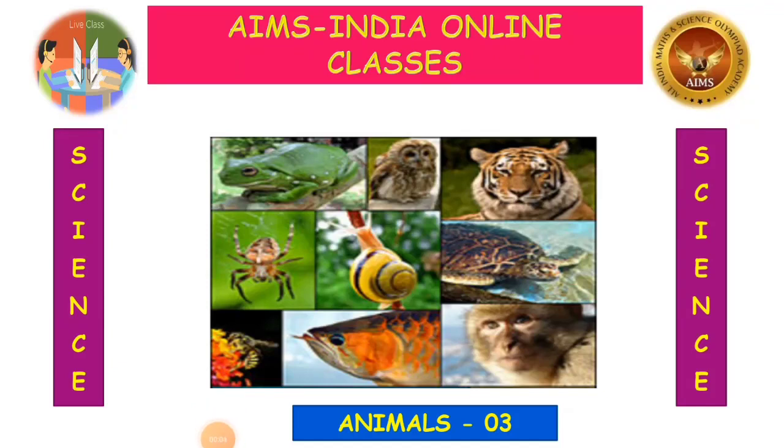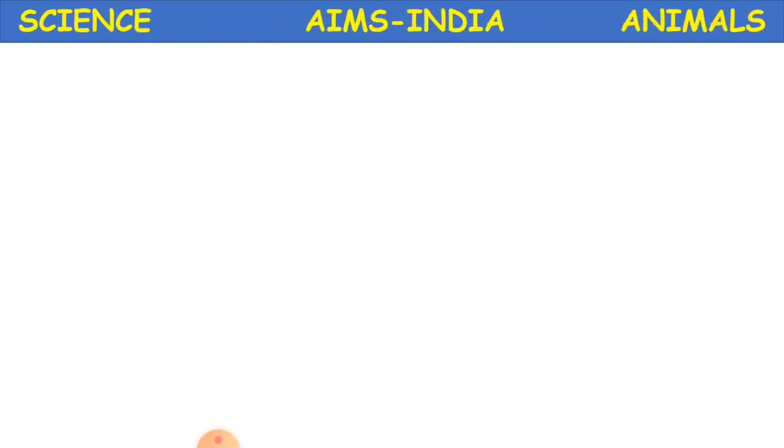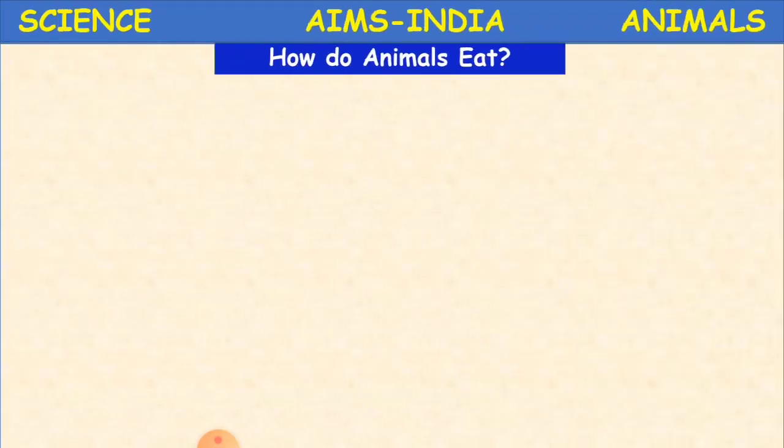So today in this session, we will continue part 3 of animals, the part 3 of animals lesson from our science subject. Clear, children? So until now, we have learnt about the features and different types of animals. Today we are going to learn about the eating habits of animals, like how do animals eat.